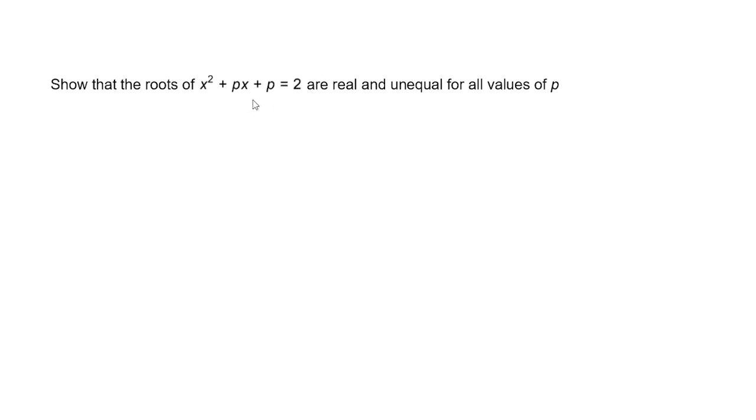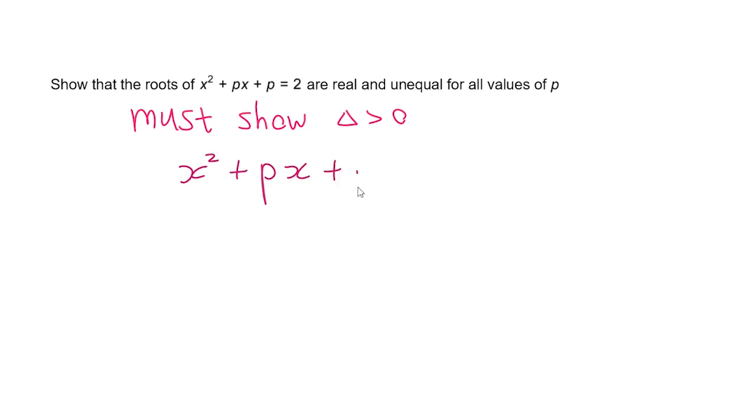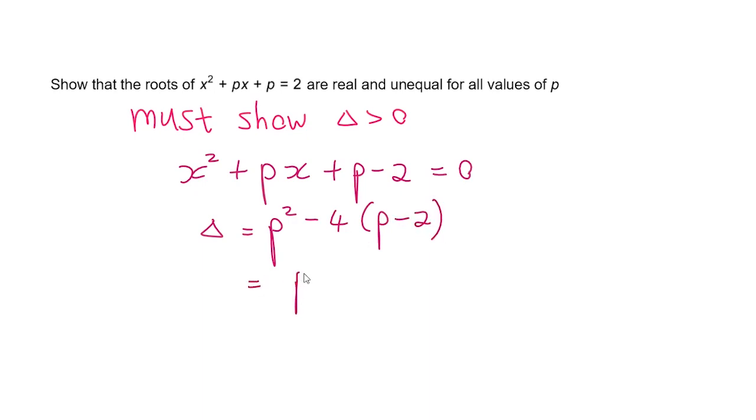This one says, show that the roots are real and unequal. So we must show that delta is in fact bigger than 0. So let's work out delta. First thing, remember, put it into standard form. x squared plus px plus p minus 2 is equal to 0. So in fact, delta is going to be p squared minus 4 lots of p minus 2. And in fact, delta is actually p squared minus 4p plus 8.